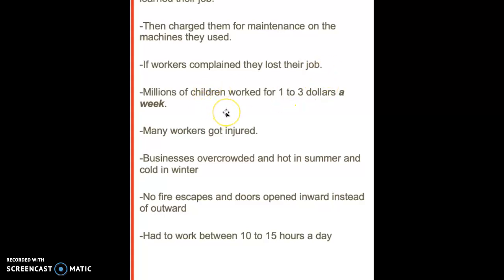If you were a child during this time and your family was living in this situation, you would also go to work because your family needed the money. They would get paid $1 to $3 a week. So you're talking anywhere from like 16 cents to 50 cents a day, if they got paid. If you got injured on the job, oftentimes you would just work through it.